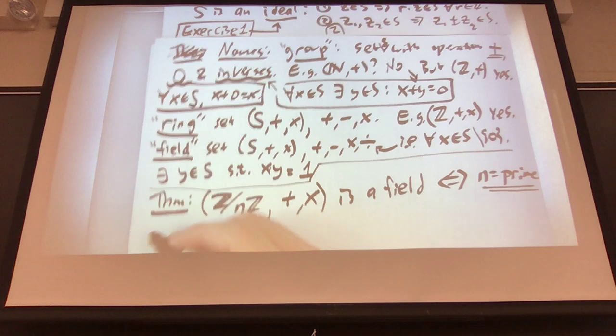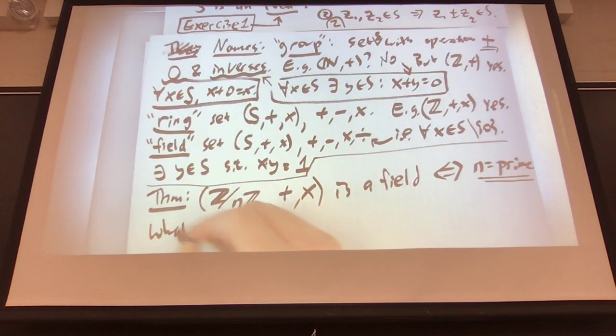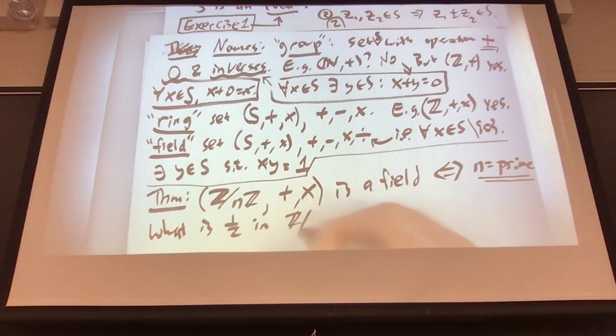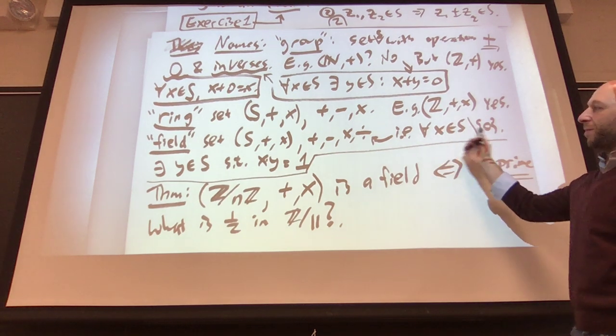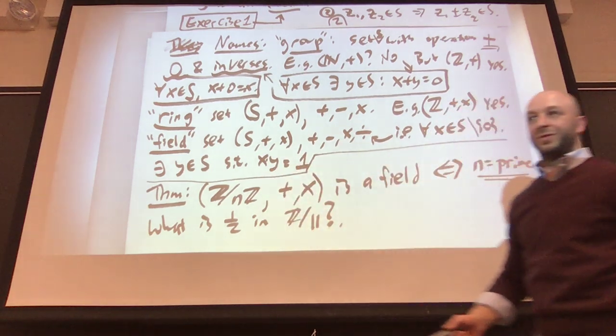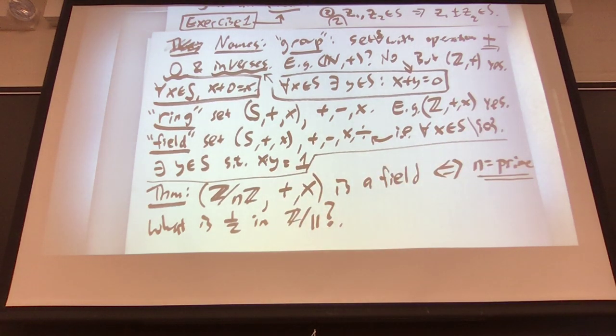So what is a half in Z mod 11? So Z mod nZ, or Z mod n for short. That's the question. We have to be able to understand what is a half. In other words, what's the multiplicative inverse of the number 2 in Z mod 11? Does anybody already know the answer? Okay, good. We're all about to learn something.